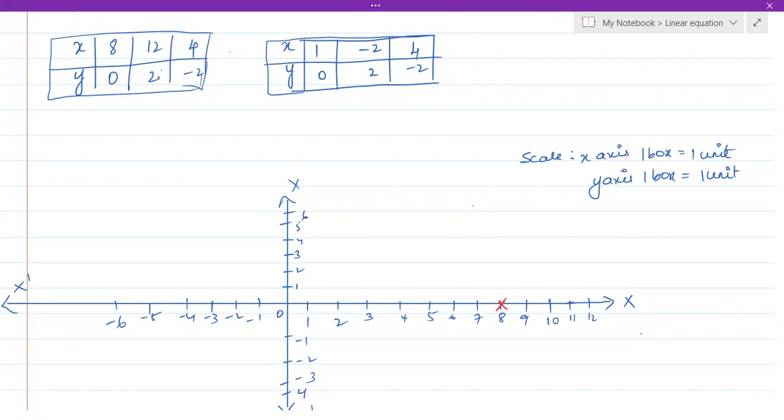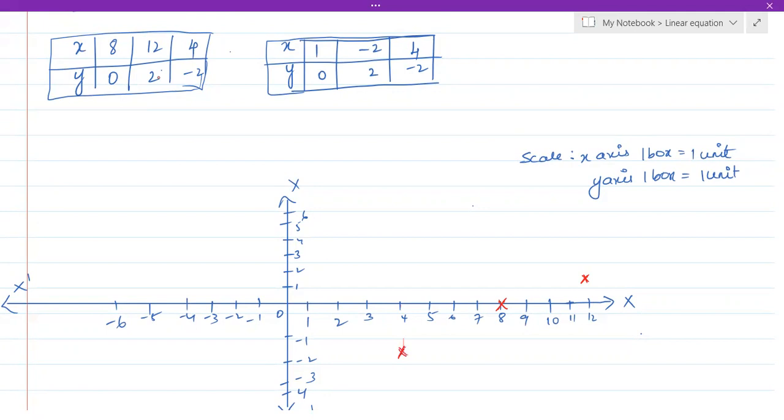Then when x is 12, y is 2. 12 is here, and y is 2, so you have to move upwards 2 boxes. You'll get 2 somewhere here. I hope everyone knows how to plot. Remember, find where your 12 is on x. Then y is 2, which means you have to go 2 boxes above. And when x is 4, y is -2. 4 is here, and -2 I'll draw very lightly. -2 will come somewhere here, isn't it? So -2 will be here.